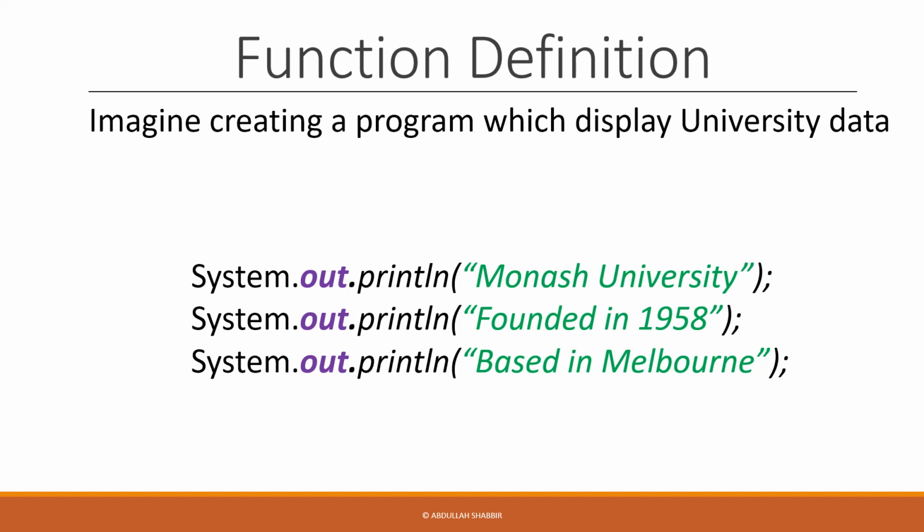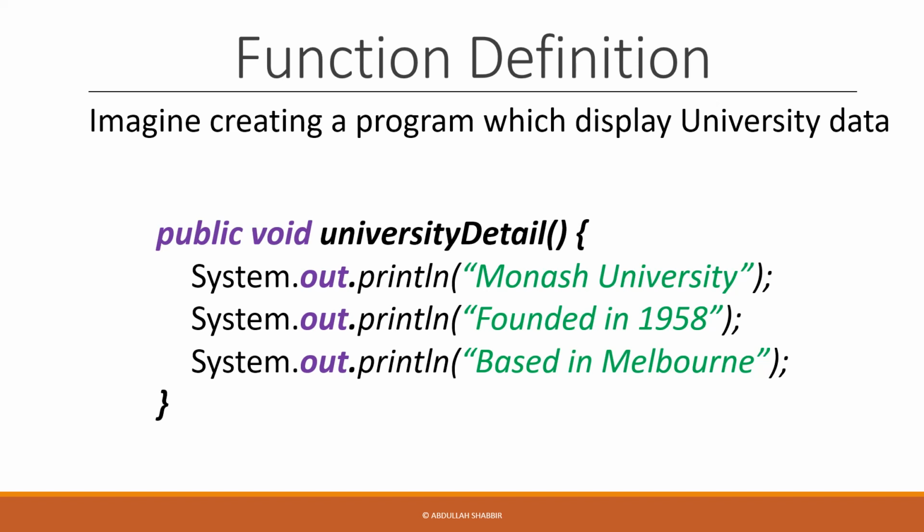Now let's actually write out the function definition for printing this. We'll write the words public, void, and then the name of our function. The name of the function can be anything, and we'll call this one universityDetail with empty parentheses. And finally, we'll surround the code we want to execute, like these 3 lines, in curly braces, and this completes our function definition.